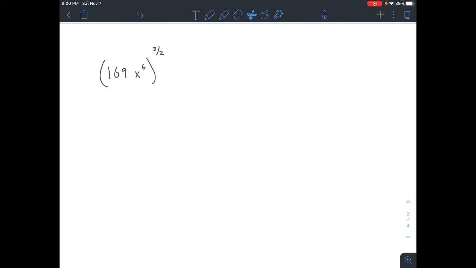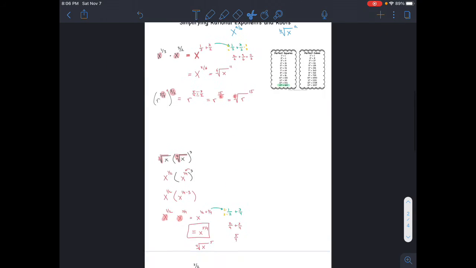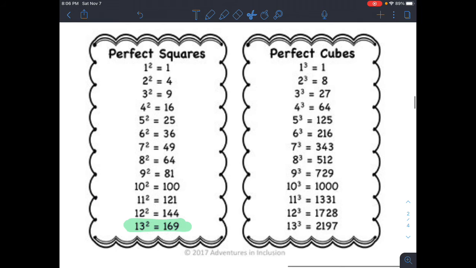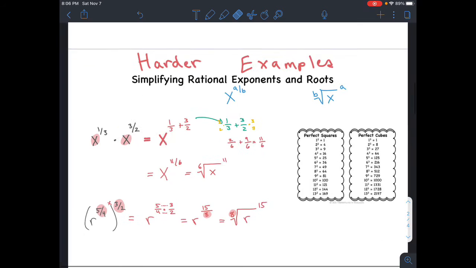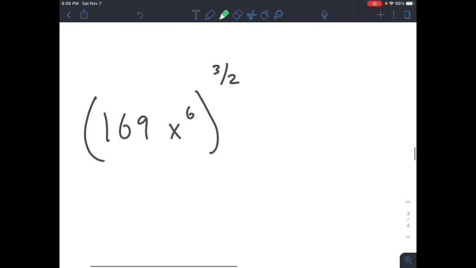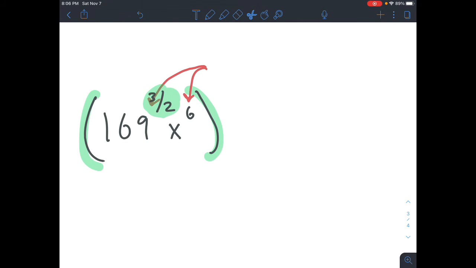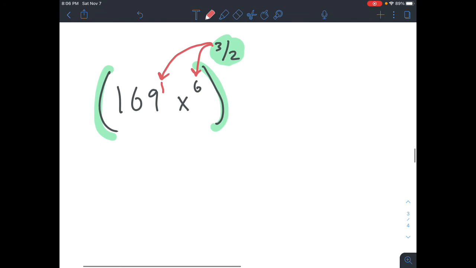Sometimes you're going to get a problem that has numbers in it. And when that happens, you're going to need to simplify those numbers. So it's really useful to have your perfect squares and perfect cubes cheat sheet handy and ready to go. Looking at this one, we're going to have to start with the power rule, where the 3/2 is going to multiply to the 6 and then come sit with the 169. This 169 actually has an exponent of 1, so 1 times 3/2. Writing this out, I get 169 to the 3/2, and then x to the 6 times 3/2.